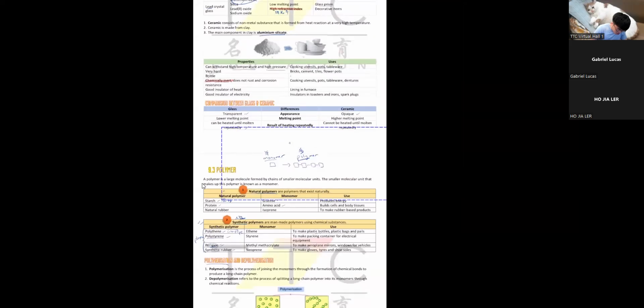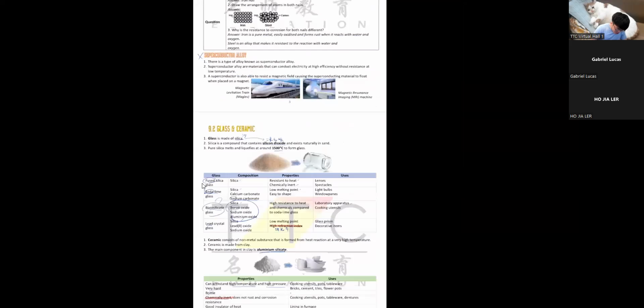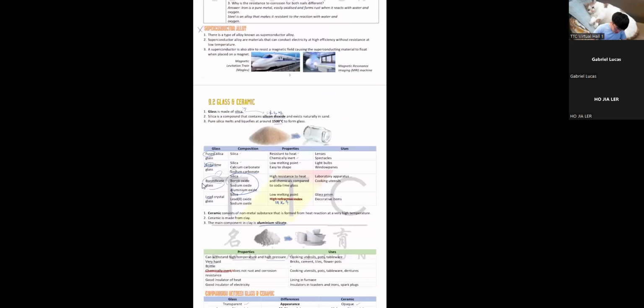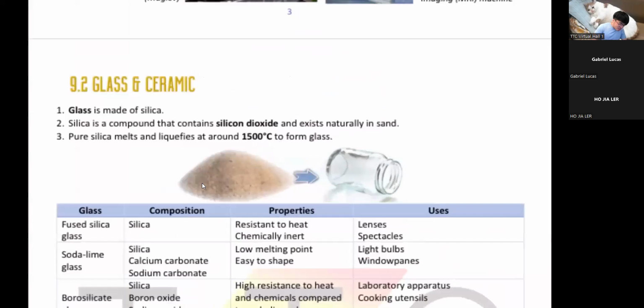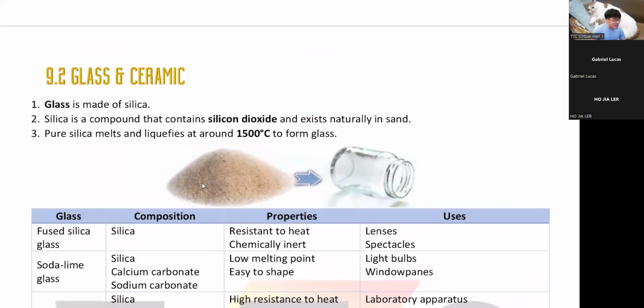Right, so anyway, let's go to our 9.2. Today we are going to talk about glass and ceramic. Today's lesson is a bit pointless. Why do I say so? Because this part is not really coming out in the exam. So today's lesson will be kind of pointless.